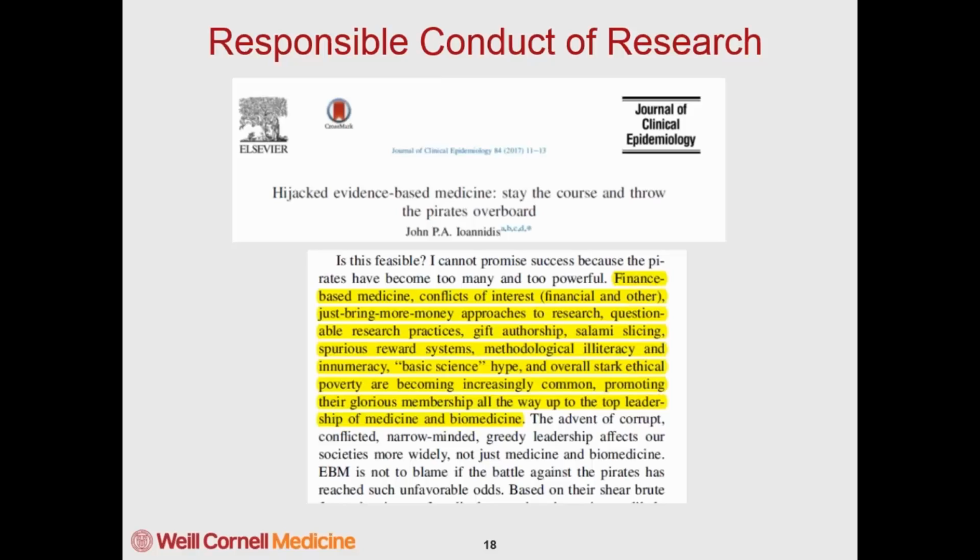And here are some of the arguments that he proposes: conflicts of interest, financial or other. Actually, they have some interesting work on other conflicts of interest that are just self-interest, that have nothing to do with financial conflicts. Just bring more money approaches to research. Questionable research practices, as we saw. Gift authorship, which is a problem. Salami slicing, spurious reward system, methodological illiteracy and innumeracy, basic science hype, and overall stark ethical poverty are becoming increasingly common. So again, the article is very interesting.